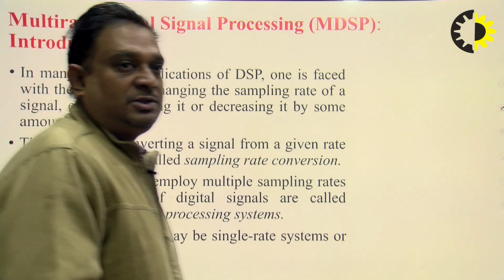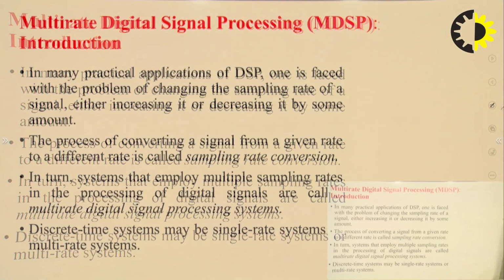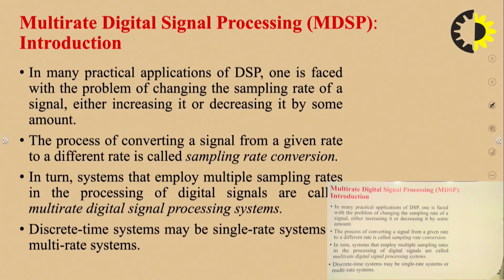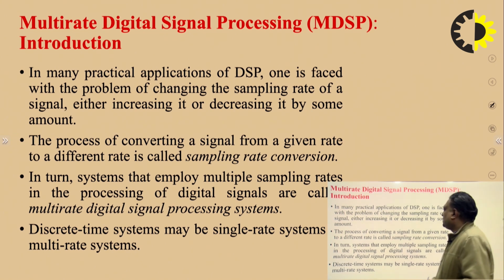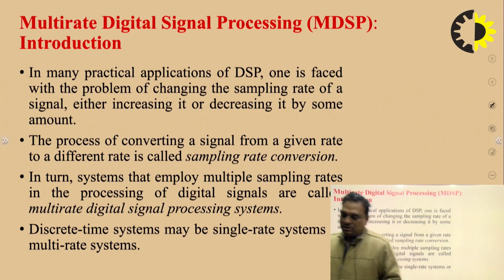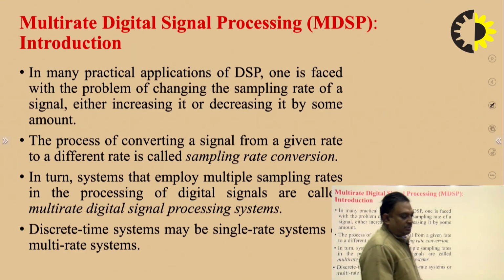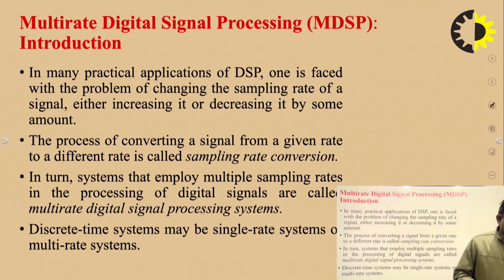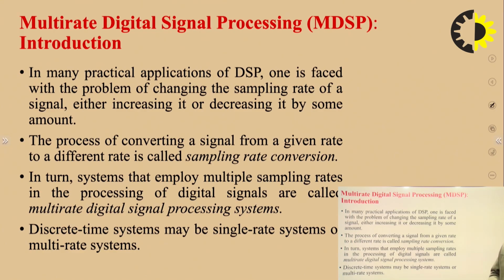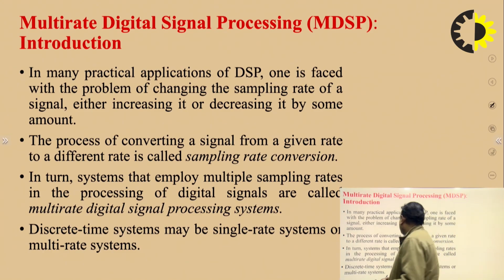First of all, we will understand what we mean by multi-rate digital signal processing. In many practical applications of DSP, one is faced with the problem of changing the sampling rate of a signal, either increasing it or decreasing it. As we will see in the applications of DSP, sometimes we require a single signal to be sampled at different rates. For that case, we require multi-rate signal processing. The process of converting a signal from a given rate to a different rate is called sampling rate conversion.